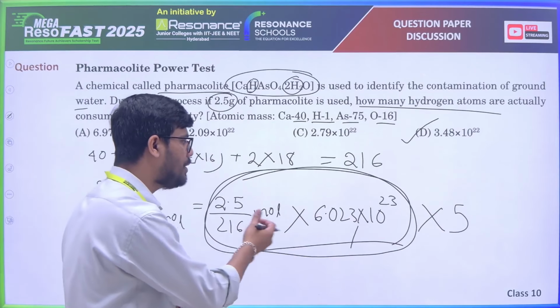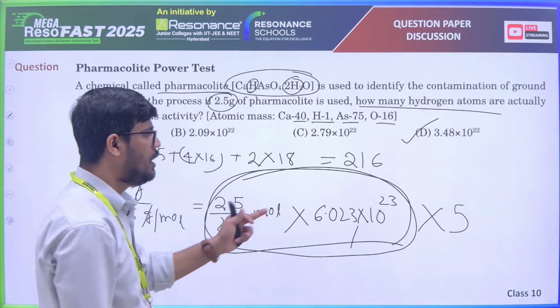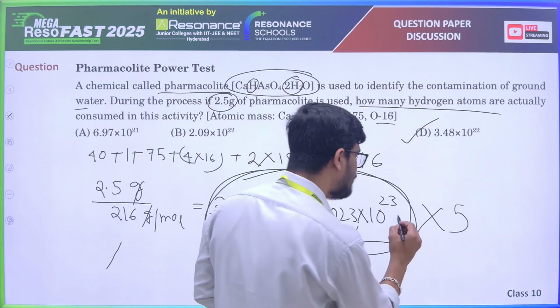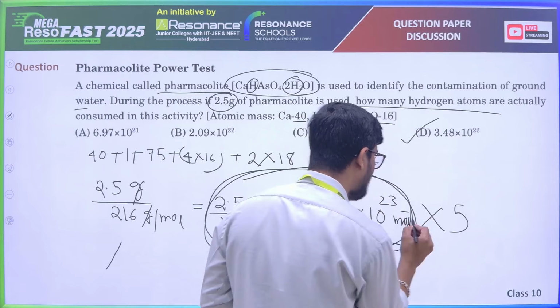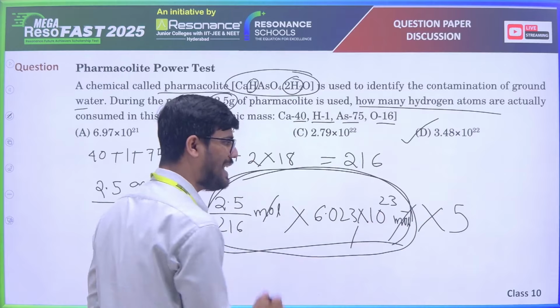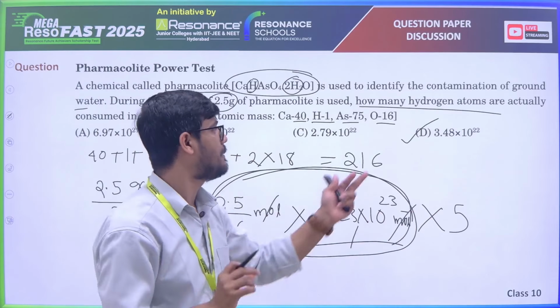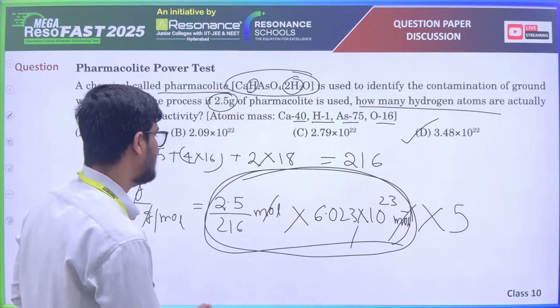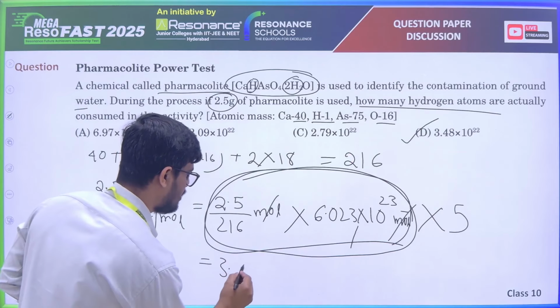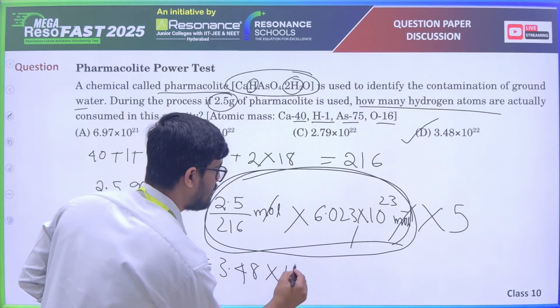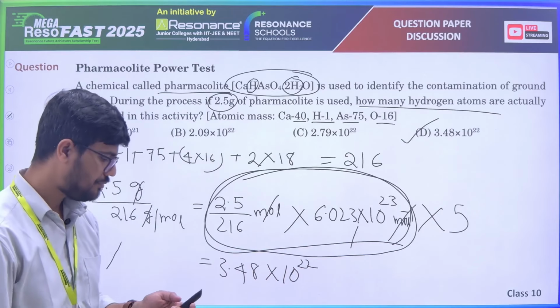And the units are cancelled. Here we have mole, and we know the unit of the Avogadro number is mole inverse, per mole. So mole inverse and mole cancel out, and you get a unitless number, which is 3.48 into 10 to the power 22. So this is our answer.